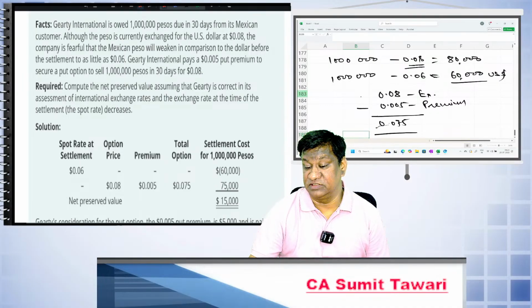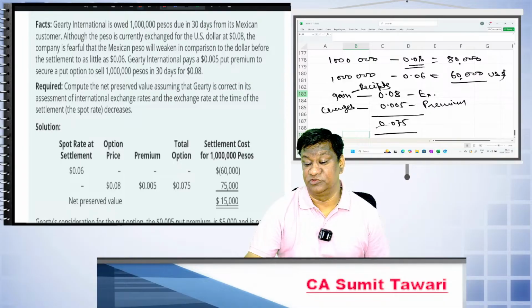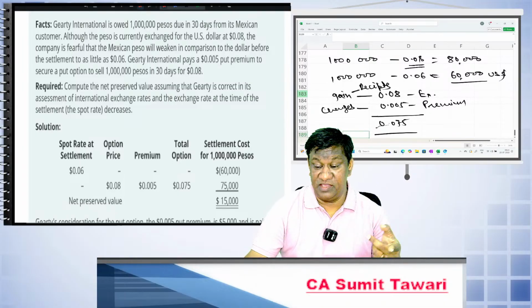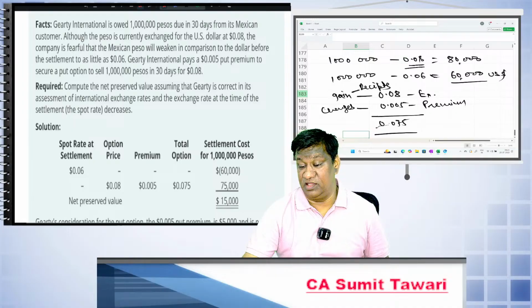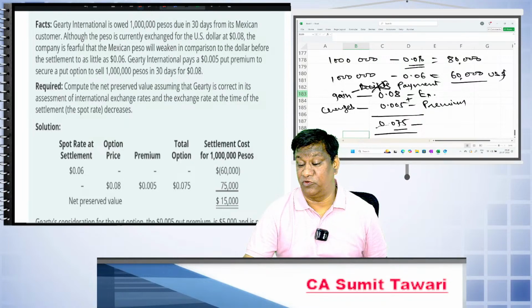Why? Because this is my gain or receipt, and this is my charges, so I need to deduct here. That also you need to keep in mind. If I am paying, this receipt may change to payment, and that is why the premium needs to be added, because the premium anyhow I am going to pay. But in case of a receipt, I need to deduct it from the exchange rate, and we consider the net conversion exchange rate as 0.075.